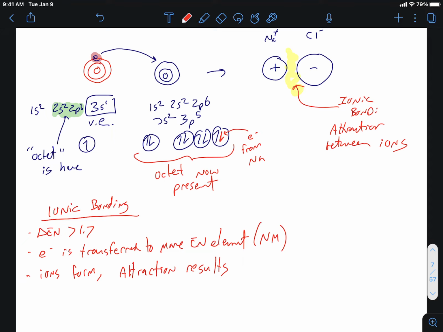So you can expect this kind of thing to happen anytime your electronegativity difference is 1.7, 1.8, 1.9, 2, 2.4, etc. As long as it's higher than 1.7, this is generally what happens. And as kind of a time saver, generally speaking, when you see a metal with a nonmetal, you can expect this, right? Most of the time. Usually a metal with a nonmetal.